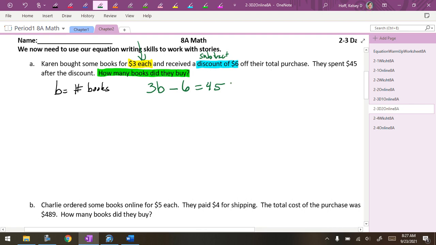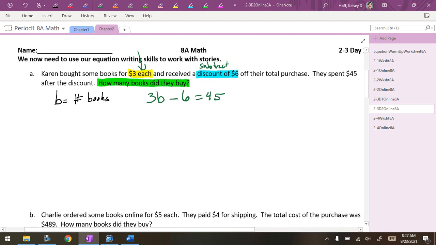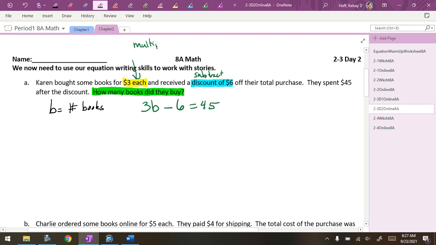Everybody understand where this comes from. This is exactly off your homework today. $3 for every book. That word each or per tells you to multiply. A discount tells you to subtract. I'm going to ask right now, does everybody have these little hints written down that Miss Hoff wrote down? Because when it comes to your homework and you need to look at an example, those little things will help you.